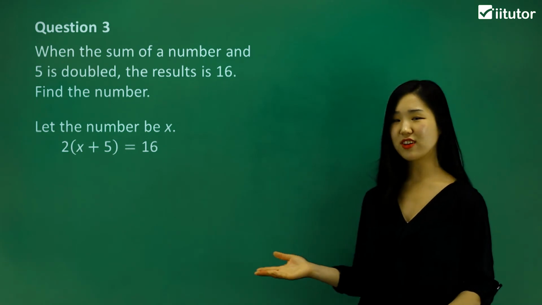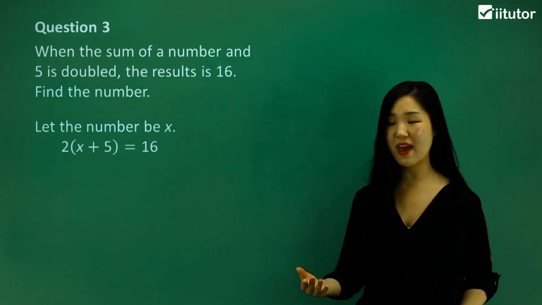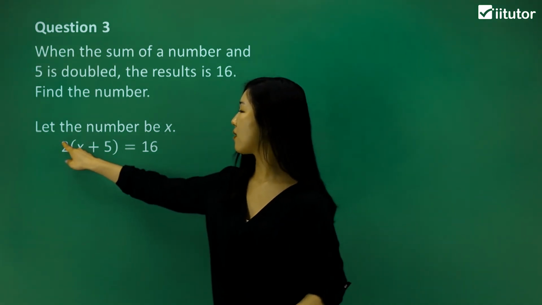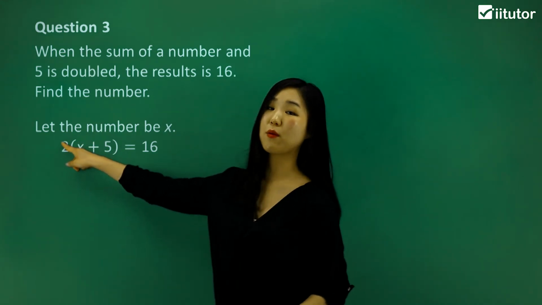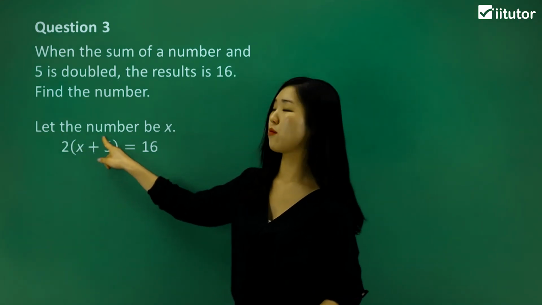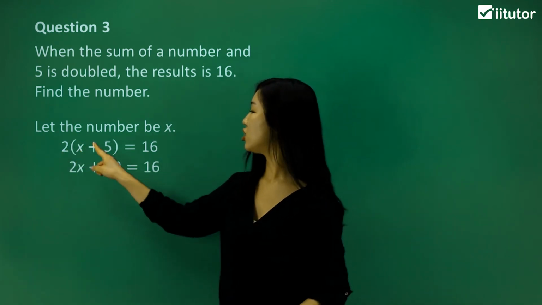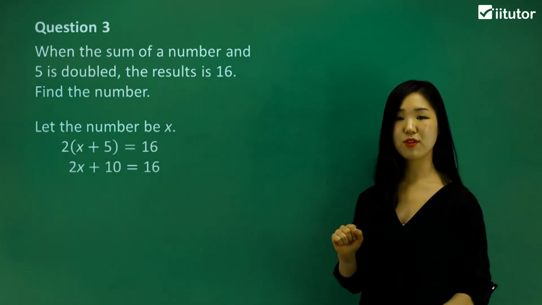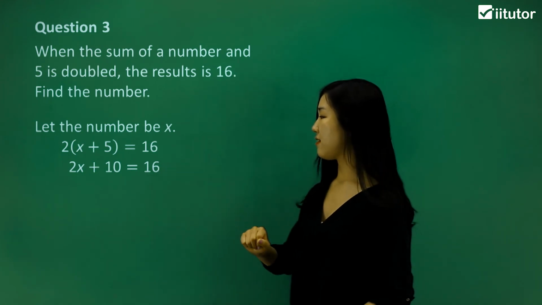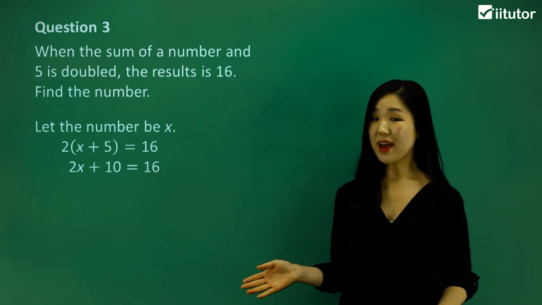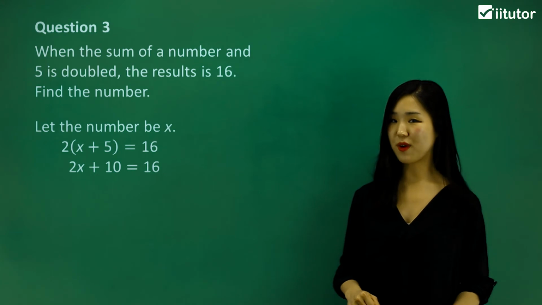Alright guys, now to get rid of the brackets, we have to expand. So this 2 out the front, you expand it with the x, so you multiply it with the x, and you also multiply it with a positive 5. So 2 times x is 2x, 2 times 5 is 10. Okay, it's positive 10. Now this side stays at 16. So now we've got rid of the brackets, we can now do the continuous algebraic steps.